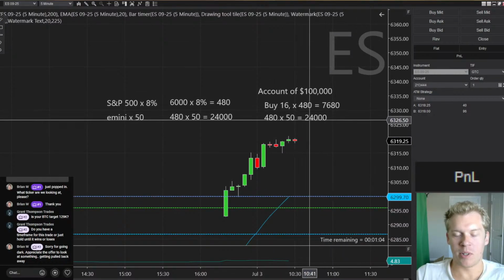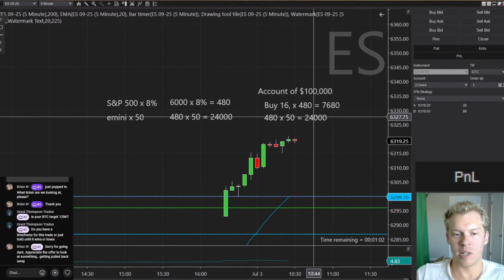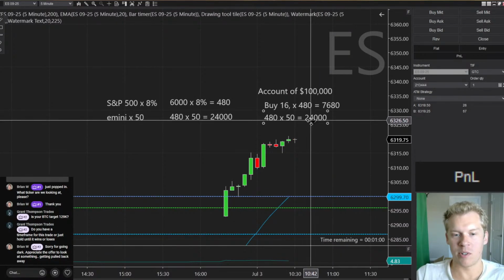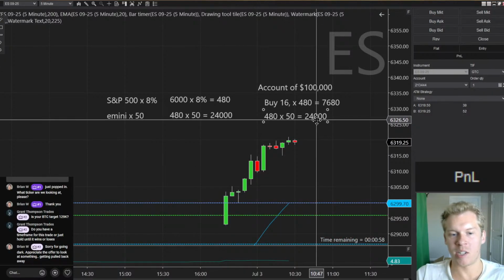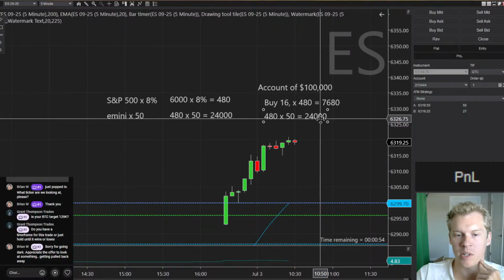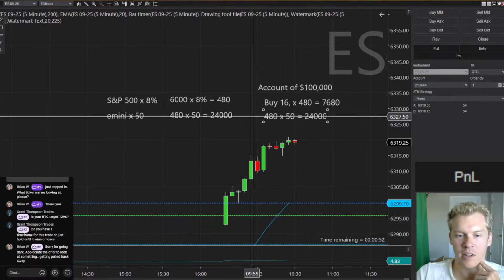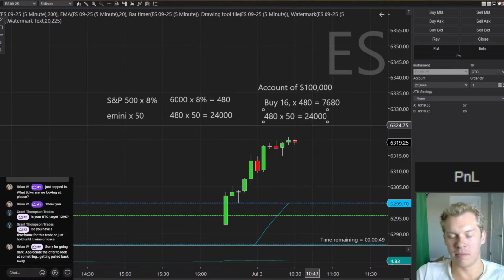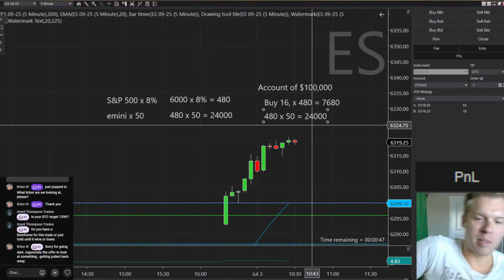So if you're able to stomach the risk of doing the leveraged futures, then your reward on average will be much greater. Like with the same account size, your reward on average will be much greater by just buying and holding the mini futures.